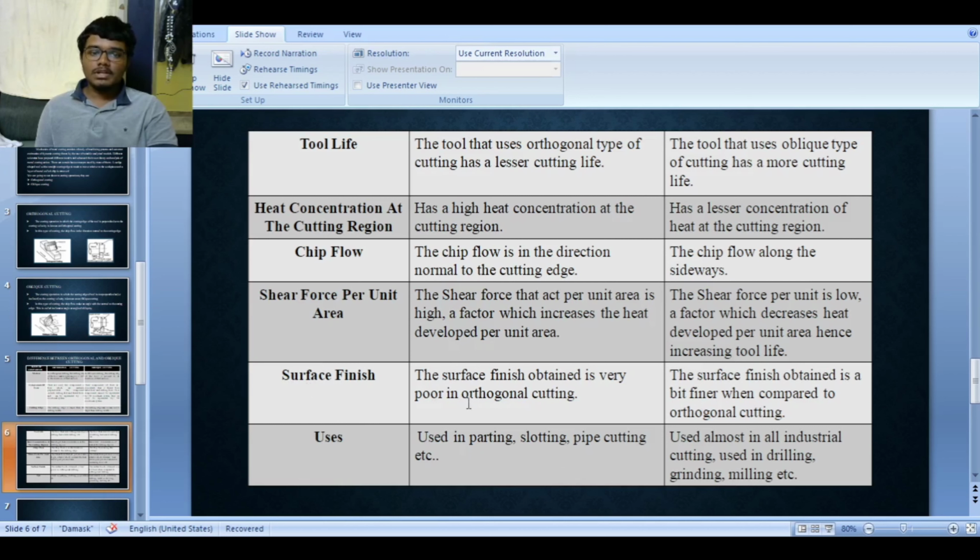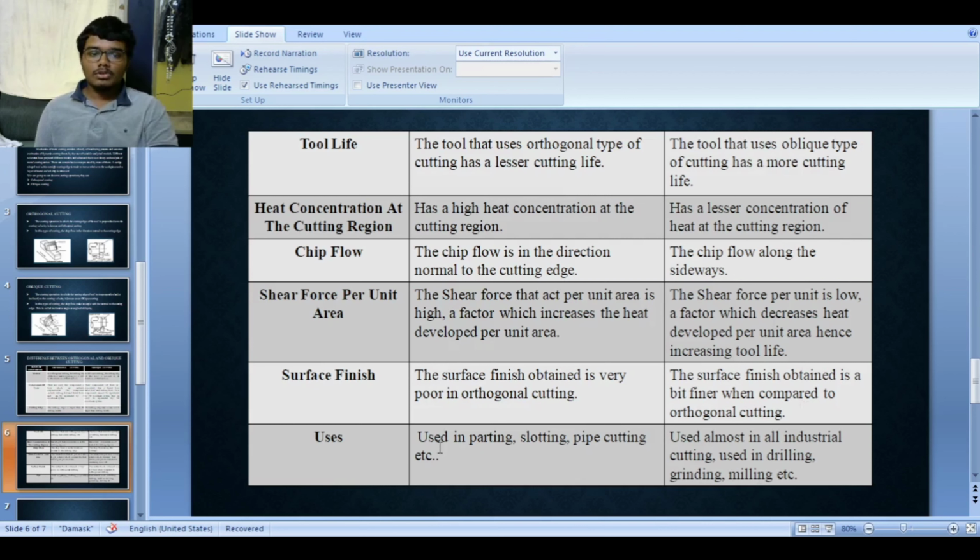Surface finish. The surface finish obtained is very poor in orthogonal cutting. This is due to the reason that the chip flow is in the direction normal to the cutting edge. In orthogonal cutting, the chip will flow after touching the surface of the workpiece, and then only it will get out. So the surface finish will not be good in orthogonal cutting, but in oblique cutting, the chip flows along the sideways, so it will not touch the surface of the workpiece. Hence, the surface finish will be quite finer when compared to orthogonal cutting.